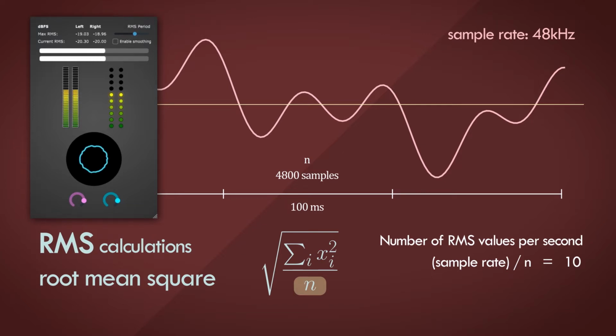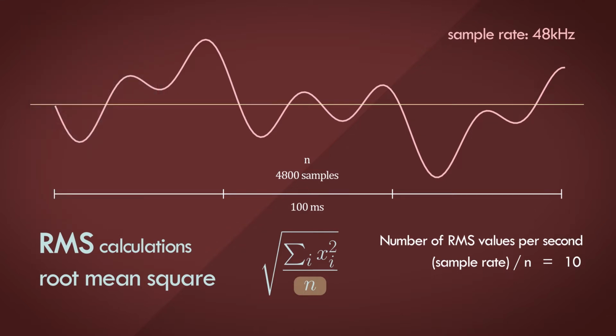Ideally, you want to select a good sweet spot where the visuals are smooth yet accurate, instead of giving the control for the user to choose the time window. So what do we choose? How many samples do we select for calculating the RMS?